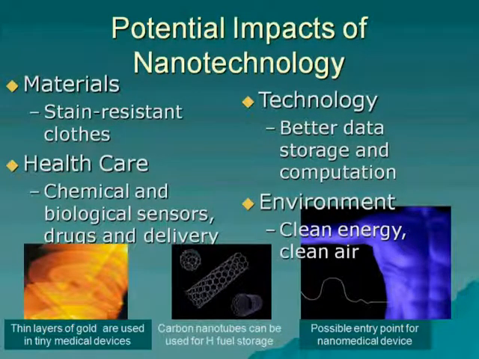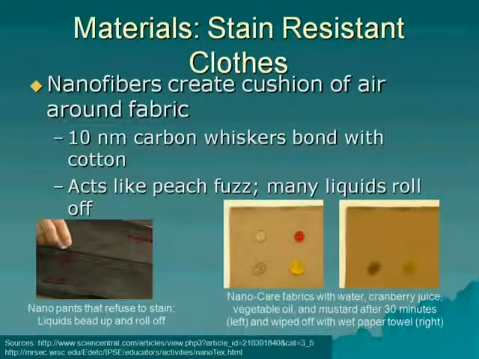In this figure you may observe that carbon nanotubes can be used for hydrogen fuel storage in future. A cushion of air is created around the fabric, and such clothes are produced which are almost stain resistant. You may see 10 nanometer carbon whiskers bond with cotton, acting like peach fuzz, so any liquid rolls off.